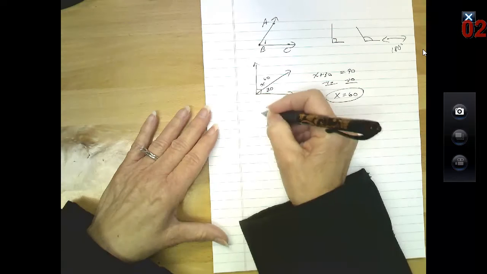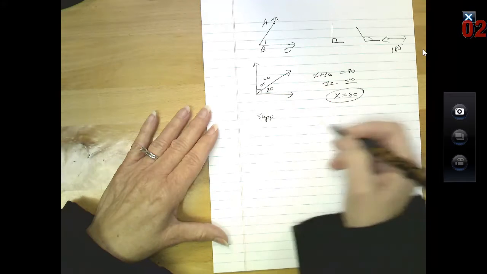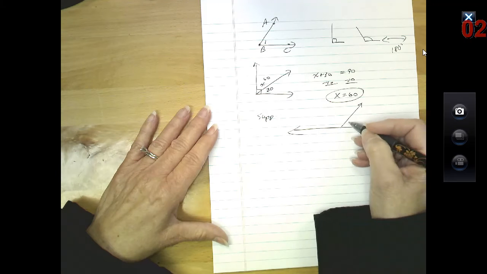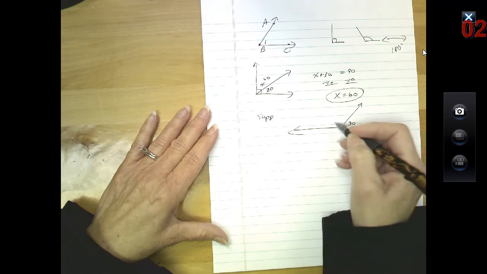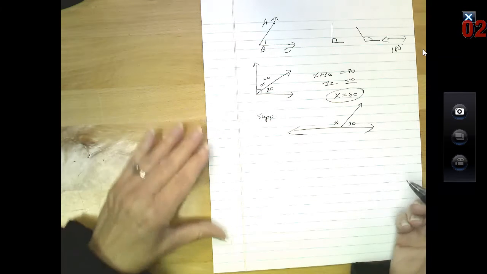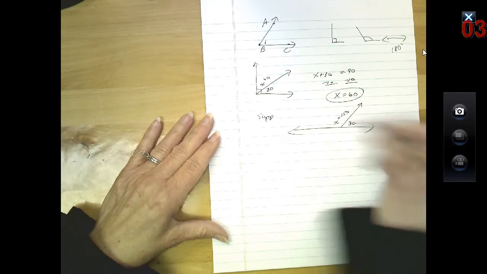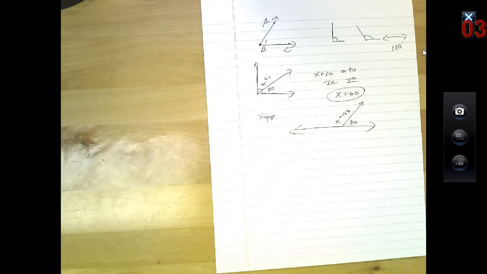Okay, if they are supplementary, then that means it's 2 angles that add up to 180. So if this is 30, and you need to know the measure of that one, 30 from 180 is 150. Check to make sure it adds up to 180.